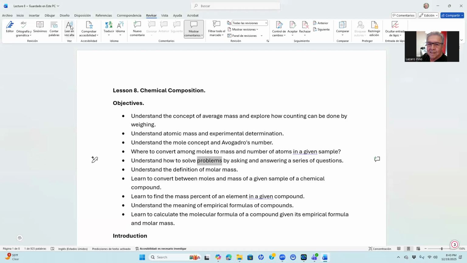Understand how to solve problems by asking and answering a series of questions. Understand the definition of molar mass. Learn to convert between moles and mass of a given sample of a chemical compound. Learn to find the mass percent of an element in a given compound. Understand the meaning of empirical formulas of compounds. Learn to calculate the molecular formula of a compound given its empirical formula and molar mass.